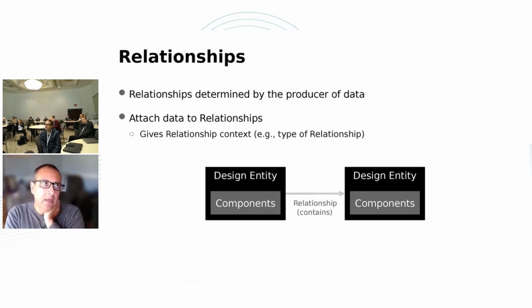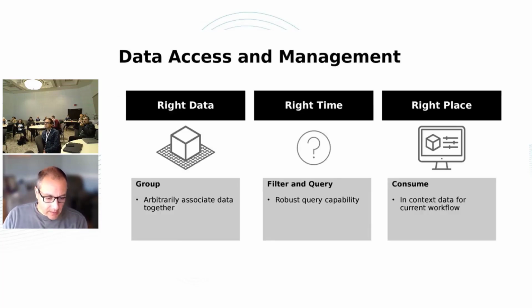So you may want to know the difference between a chair being contained in a room versus a door instance being an instance of a door type. Those kinds of things we want to be able to represent and have multiple representations of. Next slide.